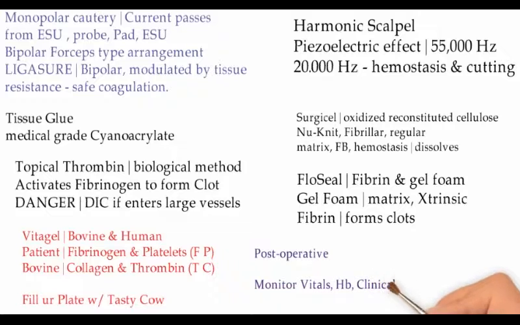Post-operatively, one should monitor the patient by checking the vitals and the hemoglobin, and also use clinical acumen to decide whether one can just transfuse blood and its products or shift the patient to the OR for hemostasis.